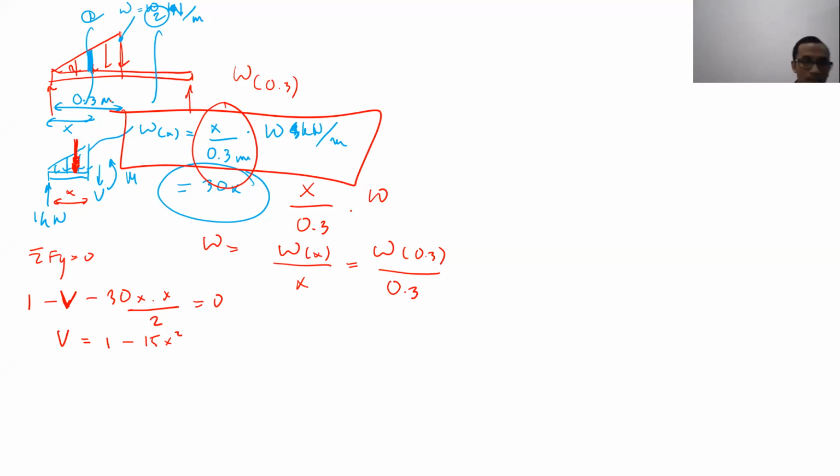For the moment, you have to remember that the distance of the resultant here is supposed to be 1/3 from the right or 2/3 from the left.